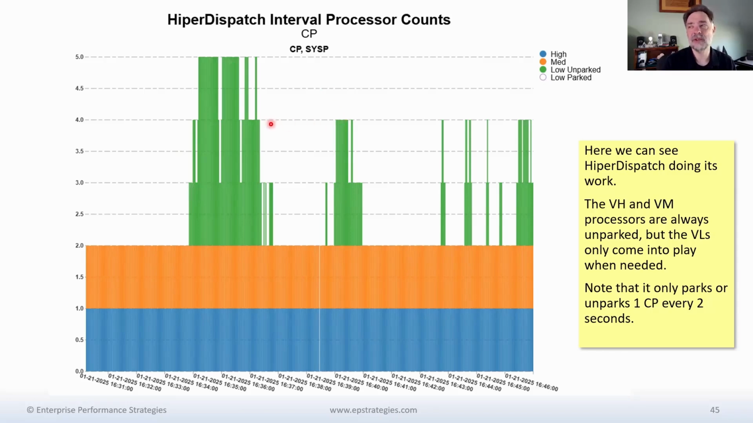The interesting point here too is that hyper-dispatch will only park or unpark one processor every 2 seconds. So as time goes on, it potentially takes multiple of those 2-second intervals to unpark multiple processors to bring additional capacity to bear. Every 2 seconds is pretty darn quick, so usually that's not a problem. But if you have something that is very, very sensitive, down to sub 2-second response time type of things, just understand that is the behavior that happens there.